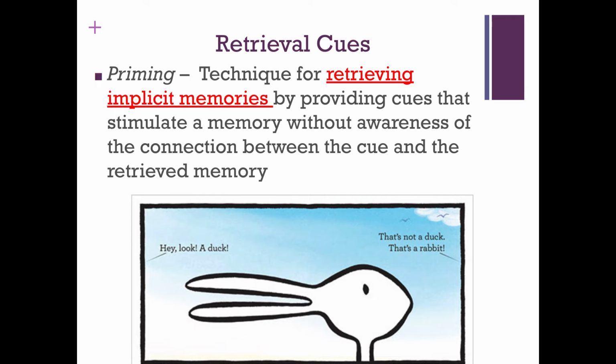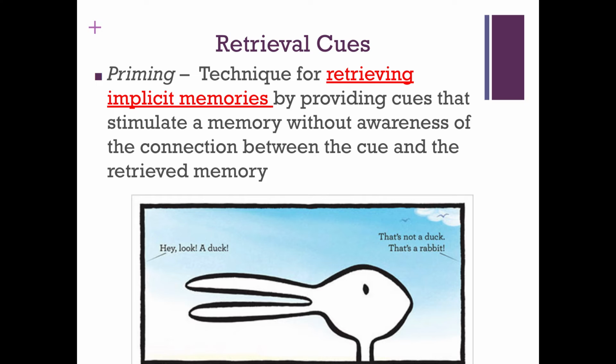Priming is a technique for retrieving implicit memories. If you think all the way back to the beginning of the year when we did our irrational game and we talked about the individuals that were asked to write out the 10 Commandments before they were given the opportunity to cheat, researchers found that those that had written out the 10 Commandments were less likely to cheat than their control group. And that's because researchers think they were primed.